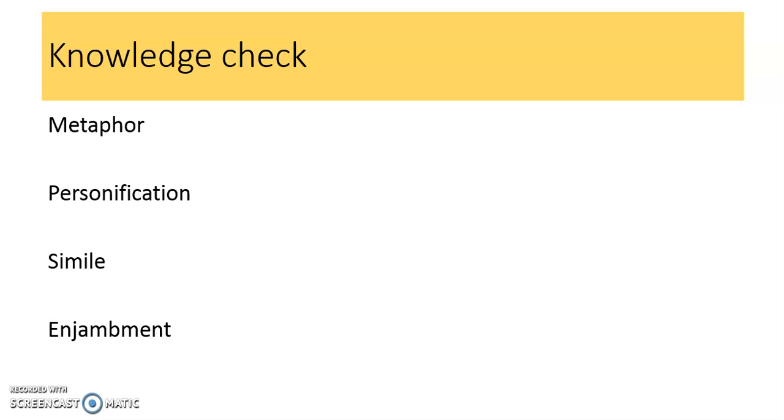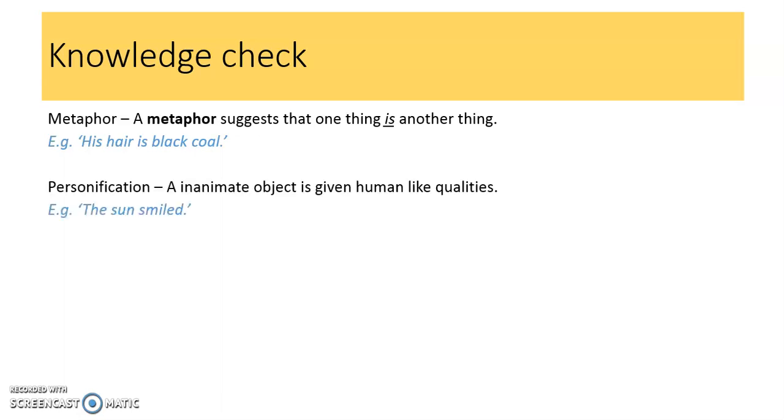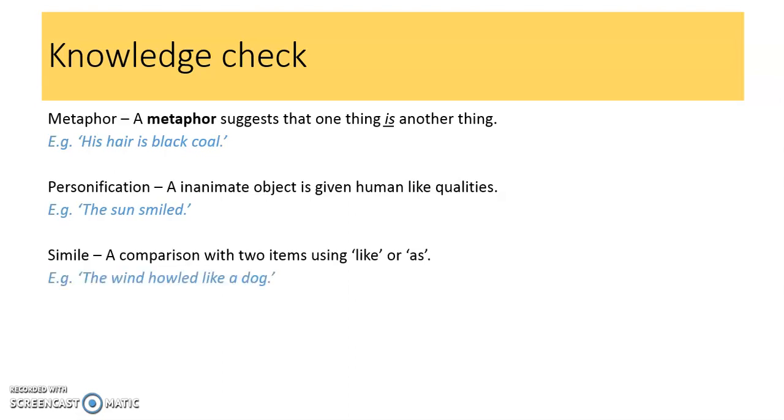Okay, so hopefully you've had a go at that task. Let's have a look at the answers. So a metaphor suggests that one thing is another thing. For example, it might say his hair is black coal. Second one, personification, is an inanimate object that is given human-like qualities. So an object such as the sun smiled. A simile is a comparison with 2 items where you would use like or as. For example, the wind howled like a dog.